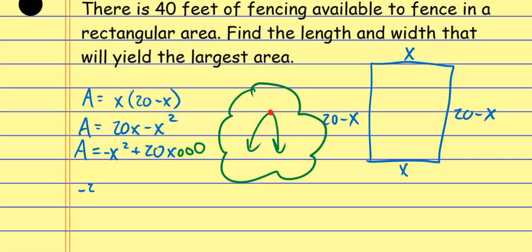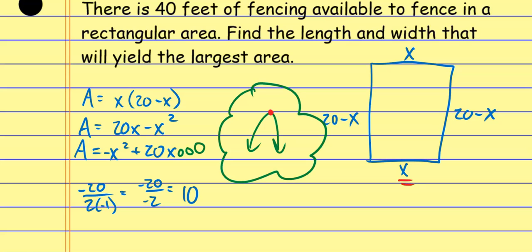So the opposite of b is a negative 20 over 2 times a, which is a negative 1. And so I simplify. That gives me a negative 20 over a negative 2. So that gives me a 10. All right, and so that's the x value. And so if I come back over here, that's the x value. Well, that's this guy right here.